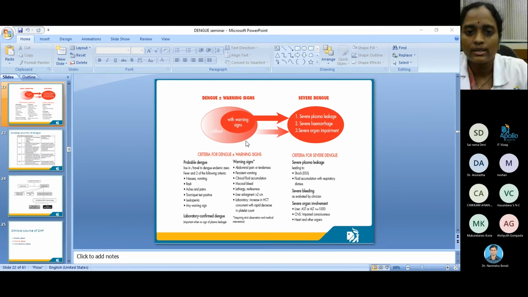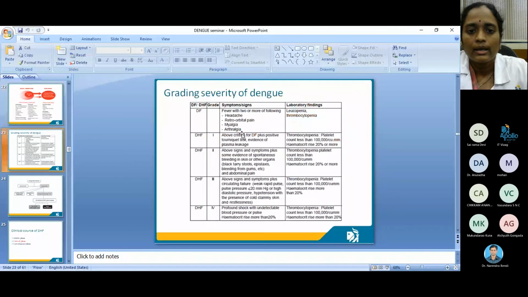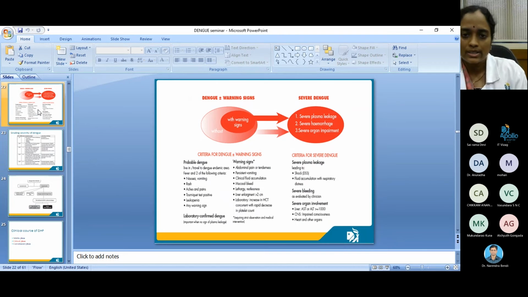So you have classification as dengue with or without warning signs as one category, and the other is severe dengue. Previously, it was classified as dengue fever and dengue hemorrhagic fever, classes 1, 2, 3, 4. This is no more used because there is every chance that a patient may be under-scored or the severity may be missed in this system. So now the WHO has changed the risk stratification and classified it as dengue with or without warning signs.